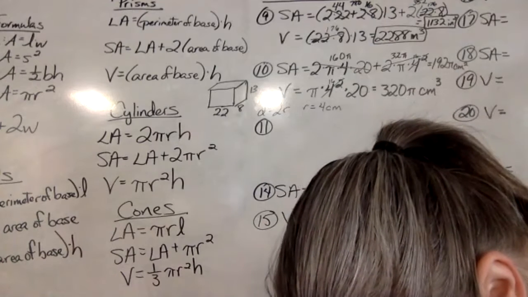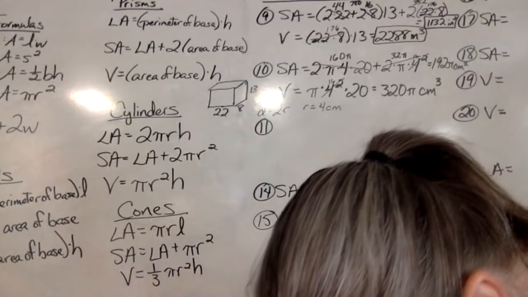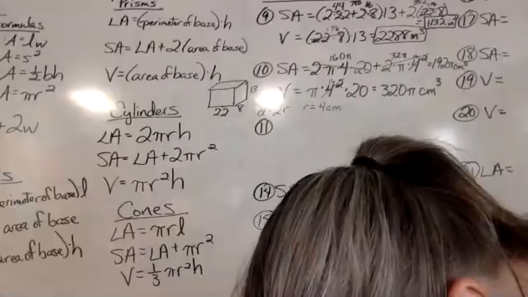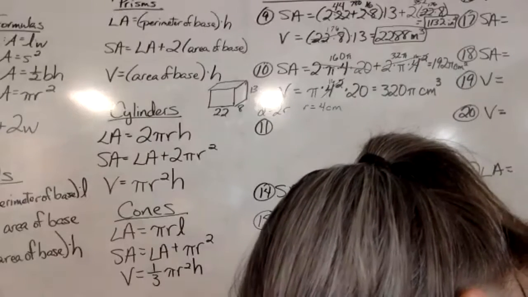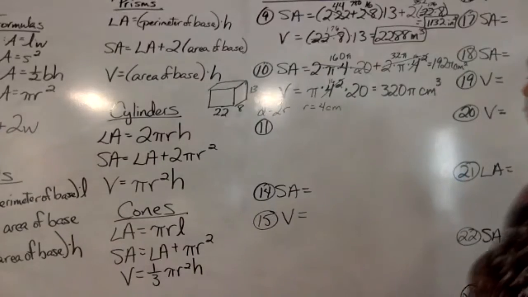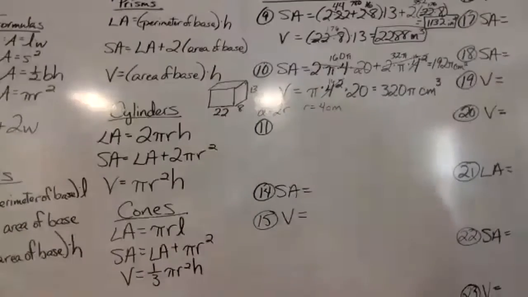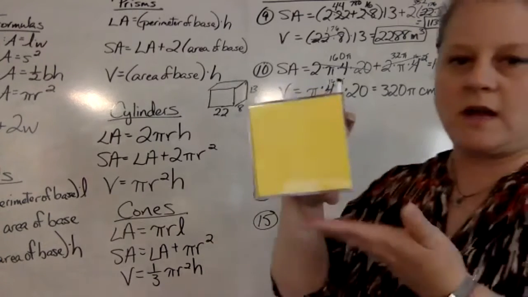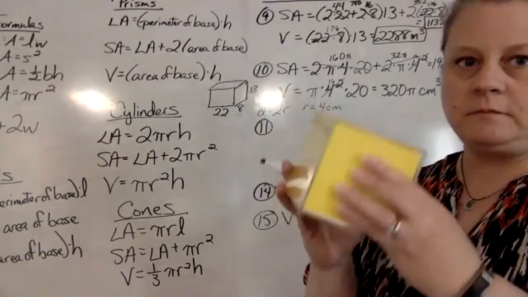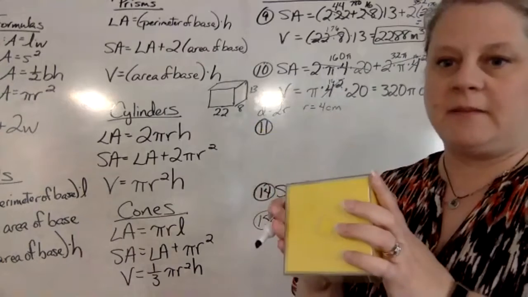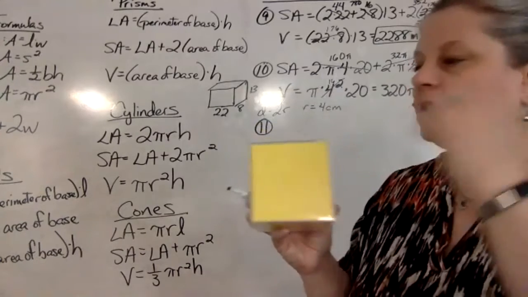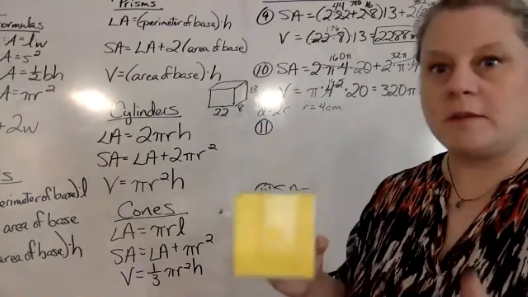Number 11 says, find the length of each edge of a cube whose surface area is 1176 feet squared. Okay. So a cube, remember, looks like this, right? Cube looks like this. So all the sides are the same. So it wants to know the length of one of the edges. All of them are the same.